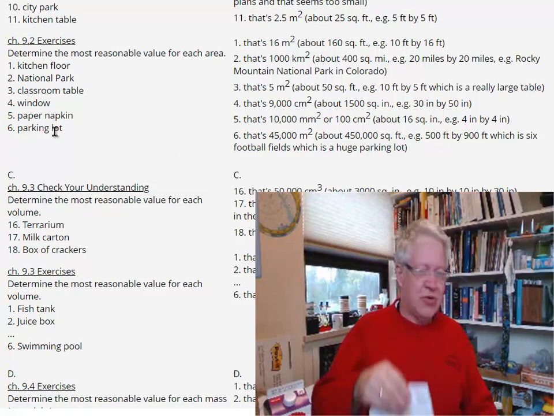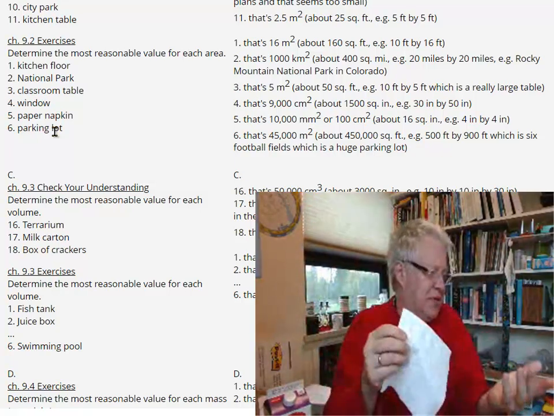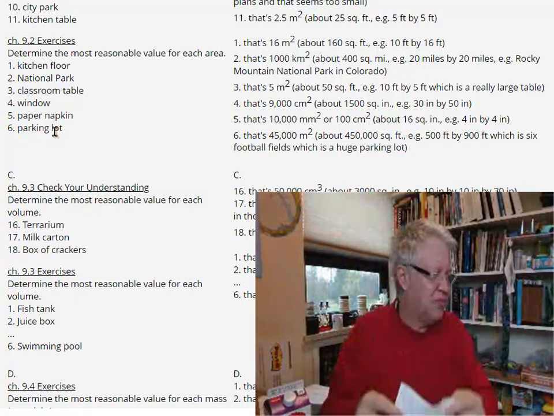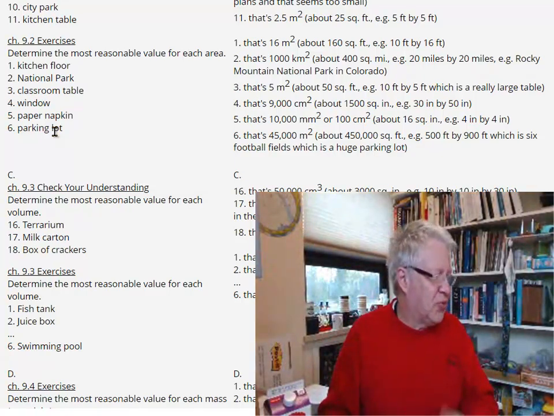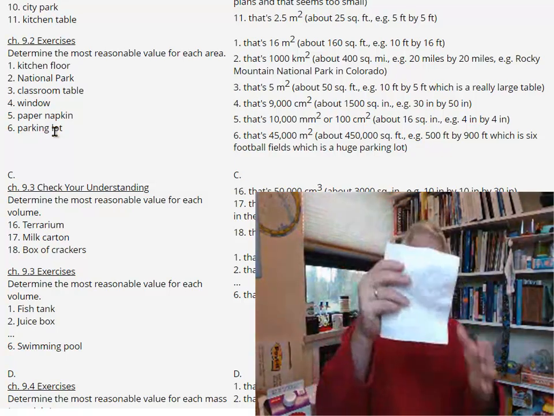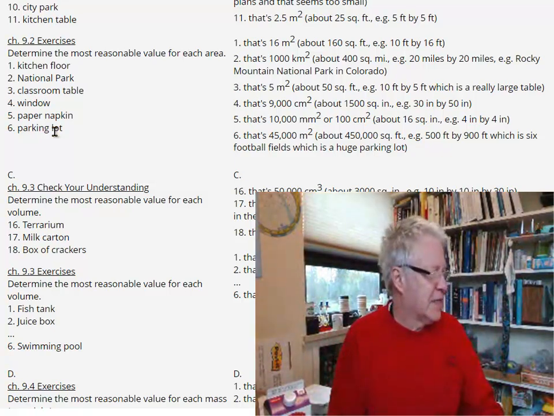Paper napkin, by the way, I do have one right here. That would be measured in, apparently they say here, square millimeters, maybe square centimeters. You know, it's big enough. So 100 square centimeters, 10,000 square millimeters, 16 square inches, 4 by 4. Kind of looks like that, actually. Well, let's see, this one is 5 by 5, I think.